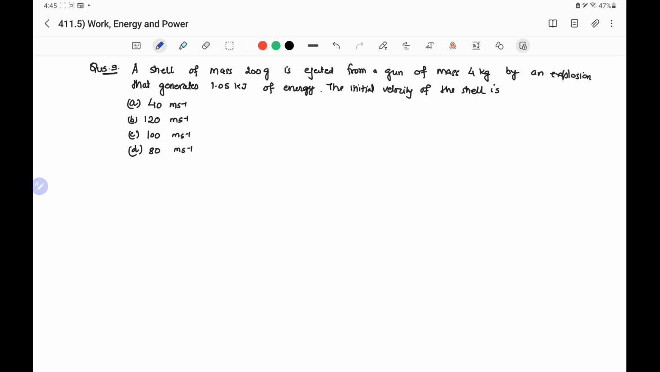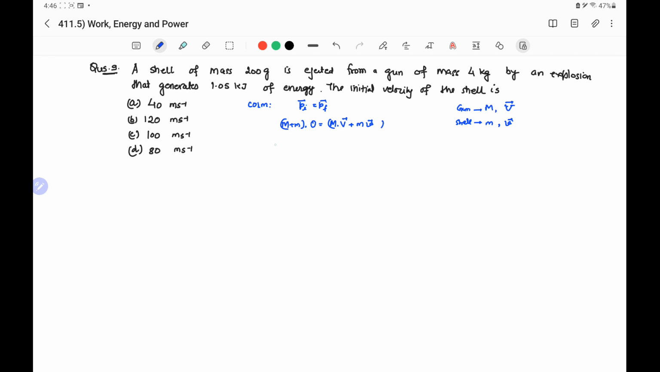Because explosion is an internal phenomenon, the linear momentum of the system remains conserved. Therefore, using the conservation law of linear momentum, the initial momentum of the system must equal the final momentum of the system. The system comprises the gun, which has mass capital M and velocity capital V, and the shell, which has mass small m and velocity small v. Because initially the system was at rest, it is 0, and it will be equal to MV plus mv.